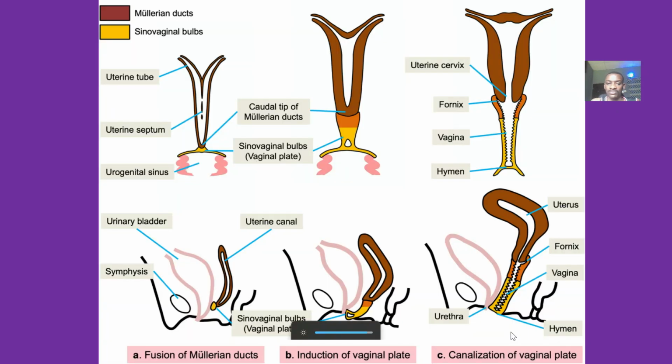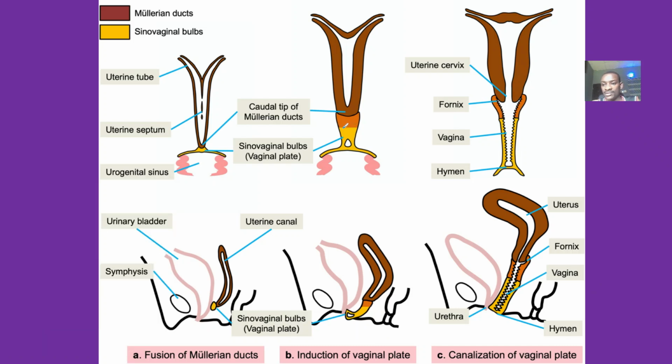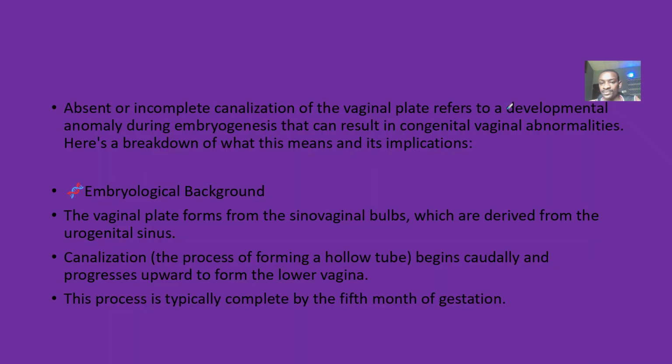So you can see the vaginal plate. Later a canal is formed in it, and that's what we call canalization. If there's absent or incomplete canalization, what could be the issues that could come up? It just refers to a developmental anomaly when the girl child is developing. We call that the congenital vaginal abnormalities. Somebody was born with it.